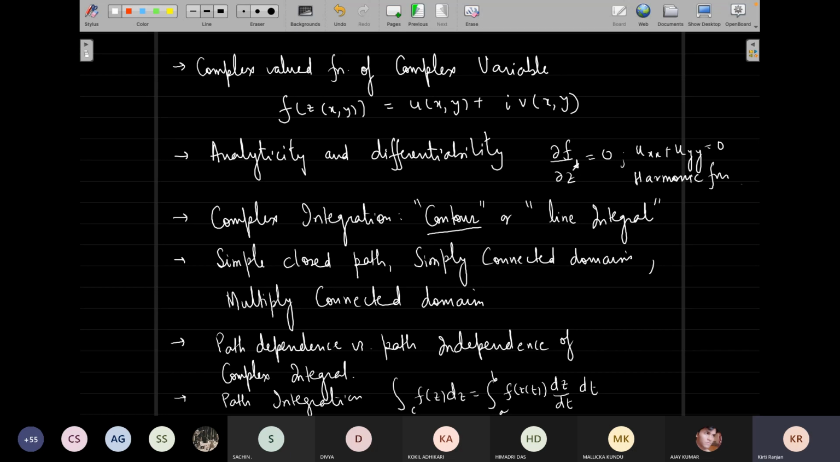We also understood that the functions u and v are called harmonic conjugates of each other, because they satisfy the Laplace equation: u_xx plus u_yy equal to 0, and the same for v_xx plus v_yy. We had differentiability under control, and analyticity defined in terms of the differential ones. Now we started discussing complex integration.